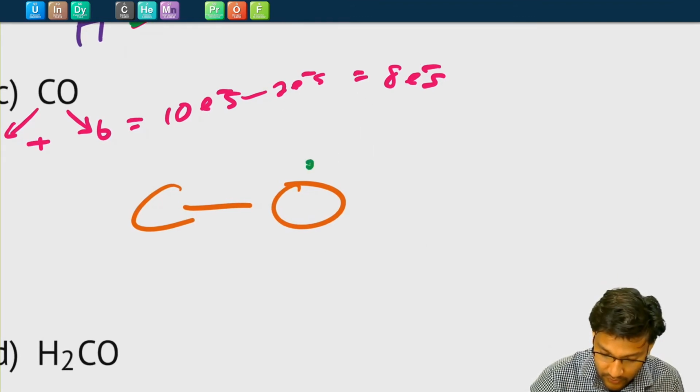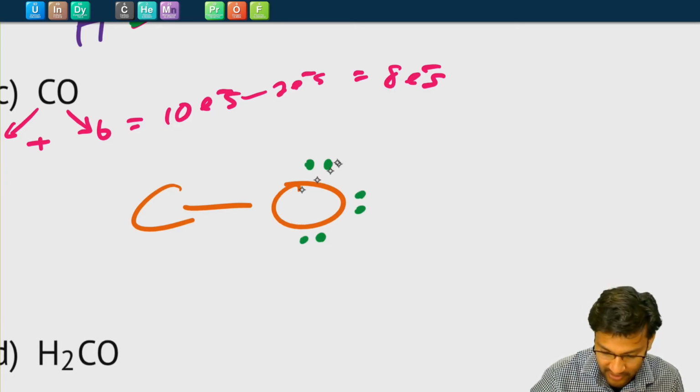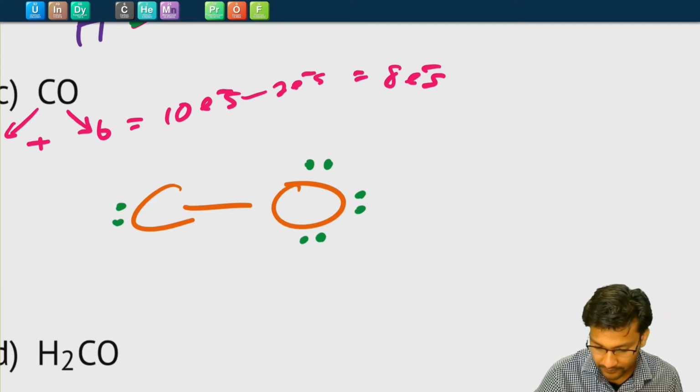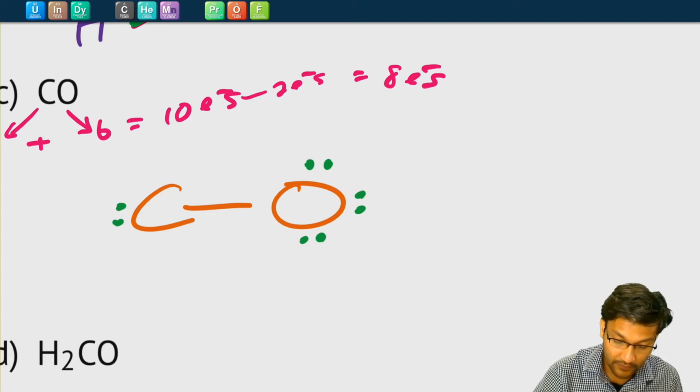So 2, 4, 6, I can't add any more, because oxygen already has 8 with the bond there, so I'll add the 2 more over here. Okay, so oxygen has 2, 4, 6 and a bond to make 8, but carbon only has 2 from the bond and 2 here, so that's 4. So carbon needs 4 more.